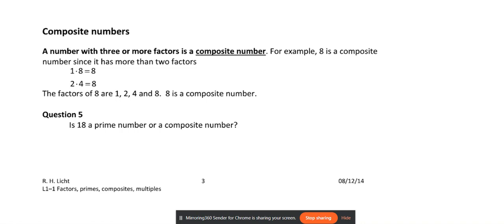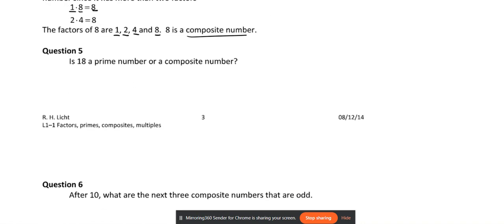So an example of that would be 8. 1 times 8 would give me 8. 2 times 4 gets me to 8. So the factors of 8 are going to be 1, 2, 4, and 8. So 8 is a composite number. That make sense? Yeah. So, not a prime.